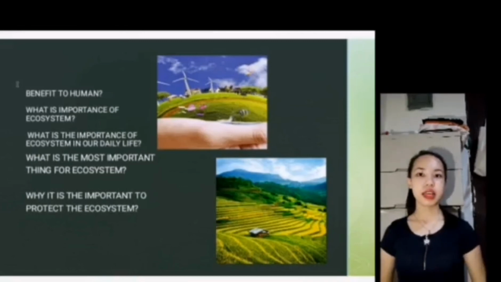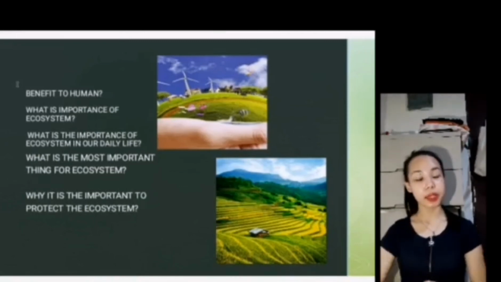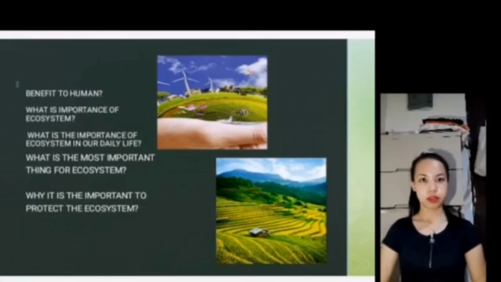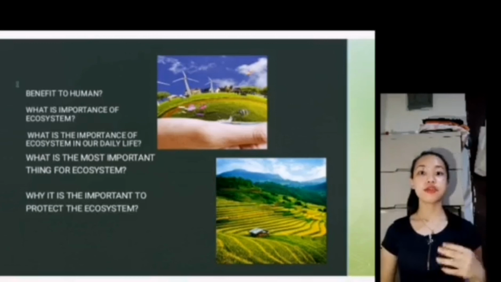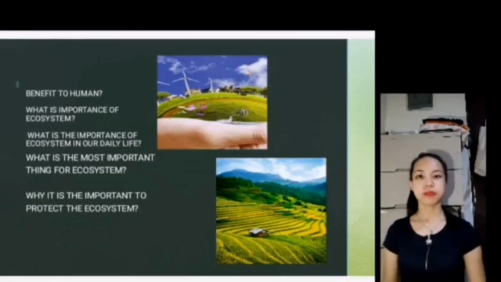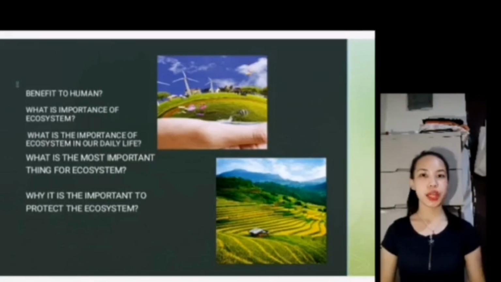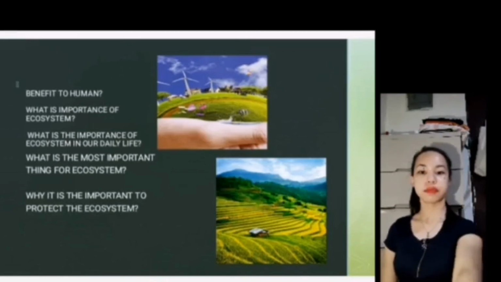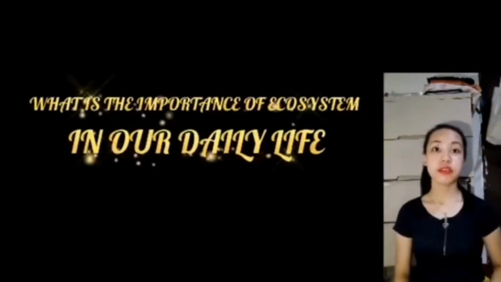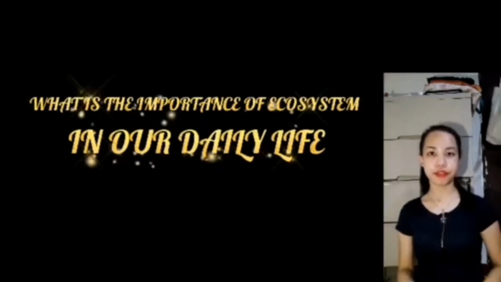Ecosystem provides habitat to wild plants and animals. It promotes various food chains and food webs. It controls essential ecological processes and promotes lives involved in the recycling of nutrients between biotic and abiotic components. What is the importance of ecosystem in our daily life?